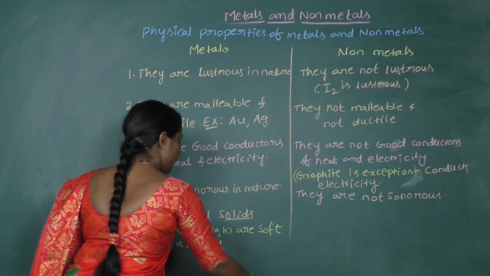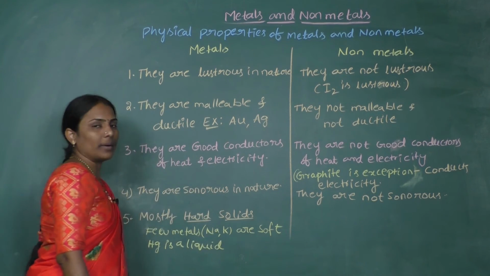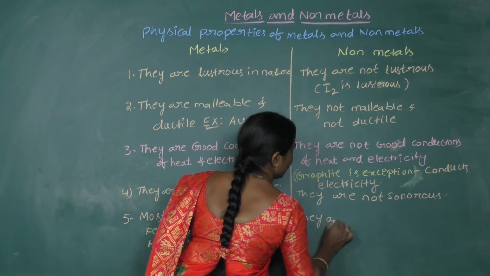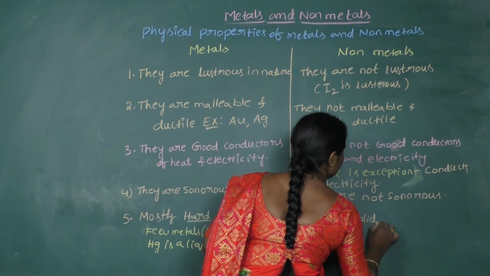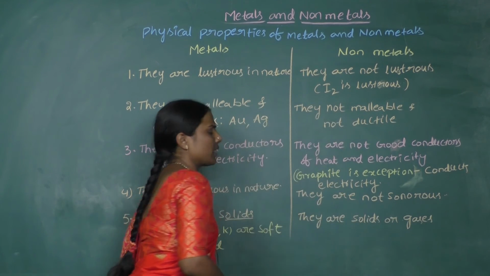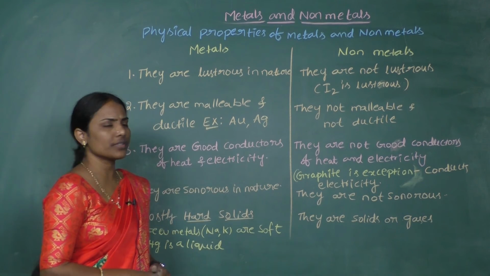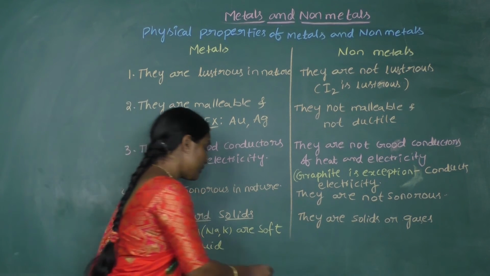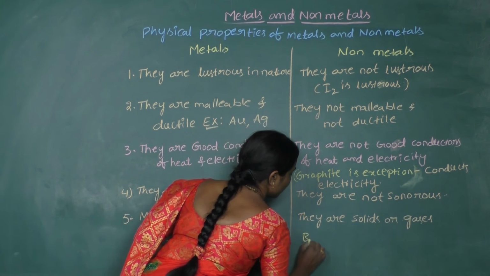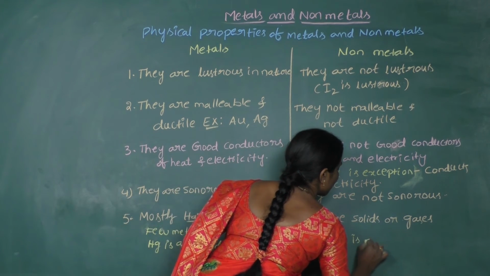Right? Then we'll just see with the non-metals. Most of the non-metals are either solids or gases, because there are a few non-metals which are solids and a few non-metals which are gases. But there is only one non-metal, which is bromine, that is a liquid.